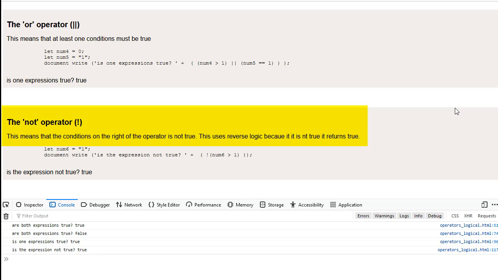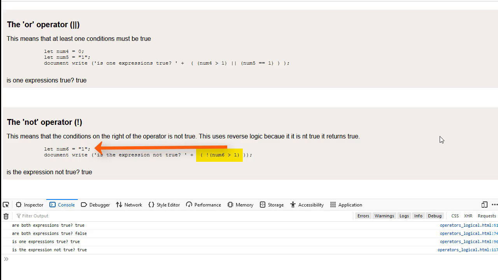Finally, we have the not operator indicated by the exclamation point. So here I have let num6 equals 1. The 1 is a string. In my expression, notice the syntax for this. I have the not operator outside of the expression. The expression is num6 greater than 1. Num6 equals 1. It's not greater than 1. Inside, num6 greater than 1 would return false.